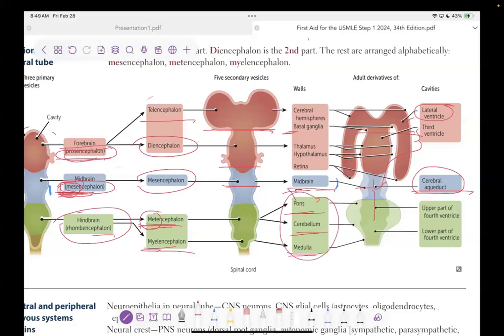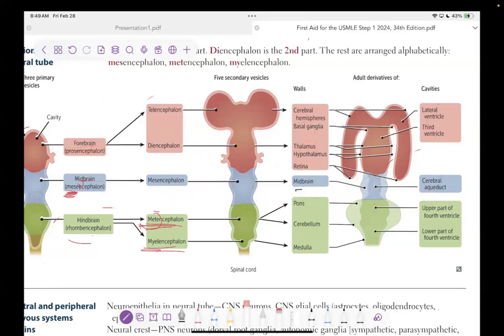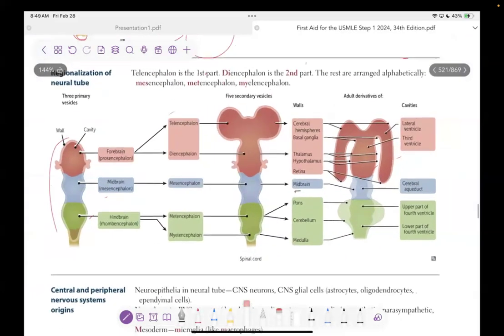So this is how I used to read this part, because this is fully memorization. Even if you know the mechanisms and everything, still you have to remember. So telencephalon is the first part. Of course, we know that telencephalon makes the cerebral hemisphere. Diencephalon is the second part that makes thalamus and hypothalamus with their ventricle.